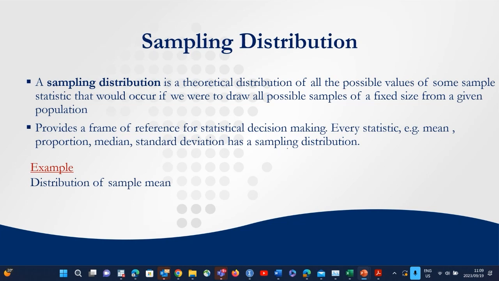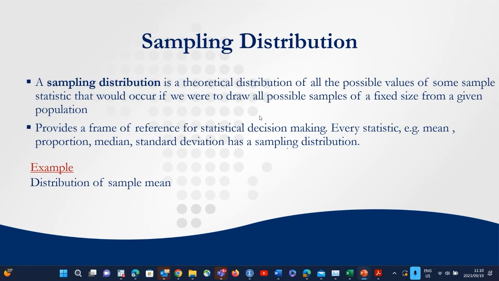So every statistic will have its own sampling distribution. Theoretically, it has been established, and when we are doing statistical tests, or hypothesis testing, we are using these properties or theoretical truths which have been established about the statistics to do our tests. So if we use one example, the distribution of the sample mean. It's the sample mean, so it's a statistic, right? And here when they say sampling distribution, it's all the possible values of some sample statistic.